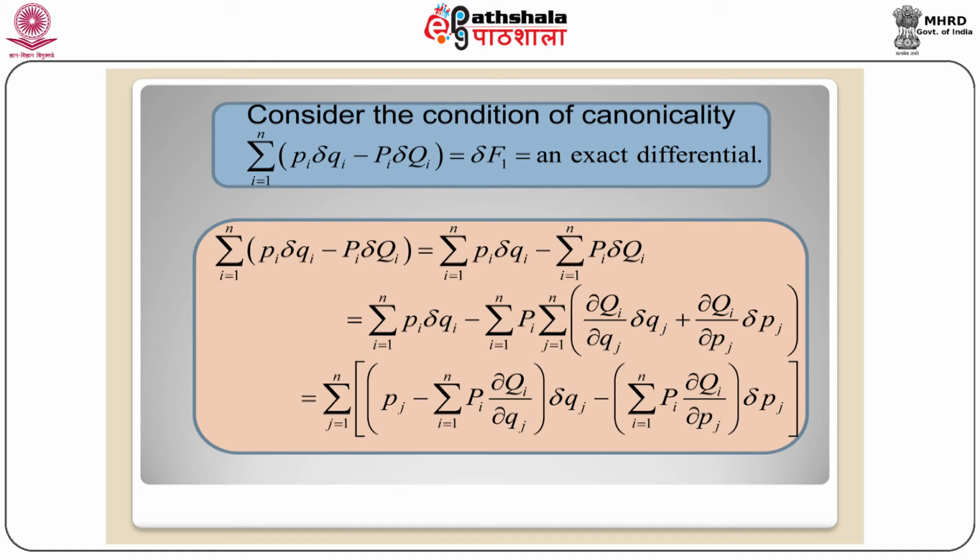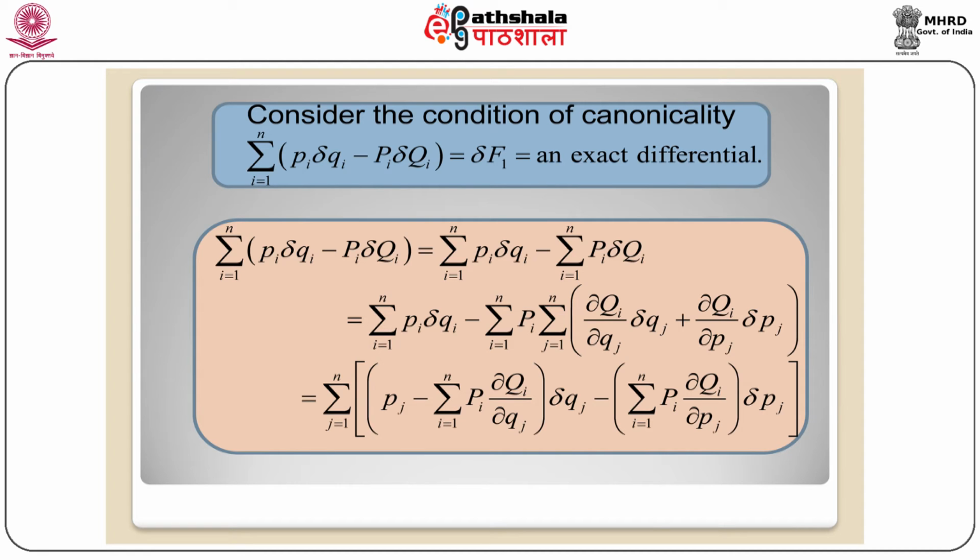A necessary and sufficient condition for a transformation Qi equal to Qi(q, p, t), Pi equal to Pi(q, p, t) for i equal to 1, 2 up to n to be a canonical transformation for a fixed value of time t.